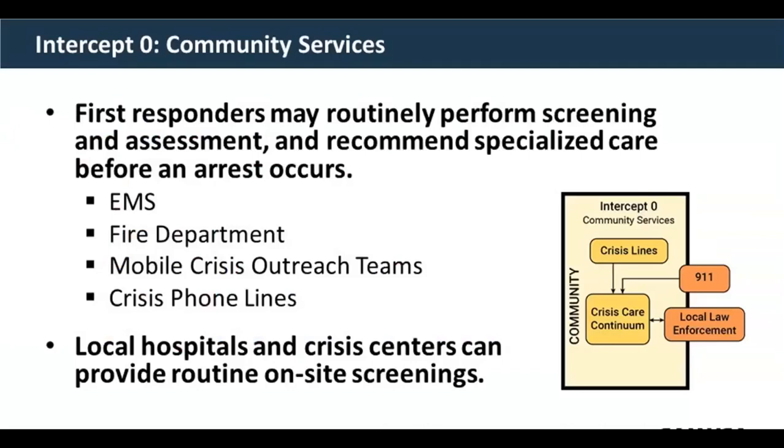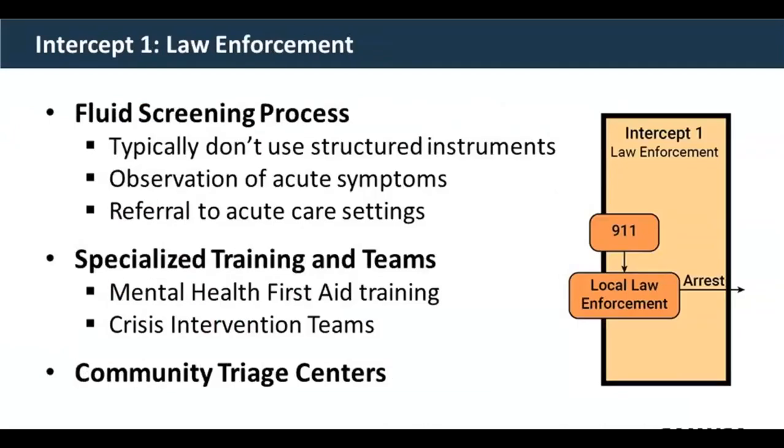So as we move into Intercept 1, away from Intercept 0, really we're at the point where the individual who's in crisis is having contact with a law enforcement officer. Sometimes that happens through a 911 call, or perhaps in Intercept 0, a local crisis line, and then was transferred over to 911. And we see that there are different types of responses here, but oftentimes when we have law enforcement involved in Intercept 1, we don't see too many law enforcement organizations that are using some kind of structured screening instrument as they are going out on site.